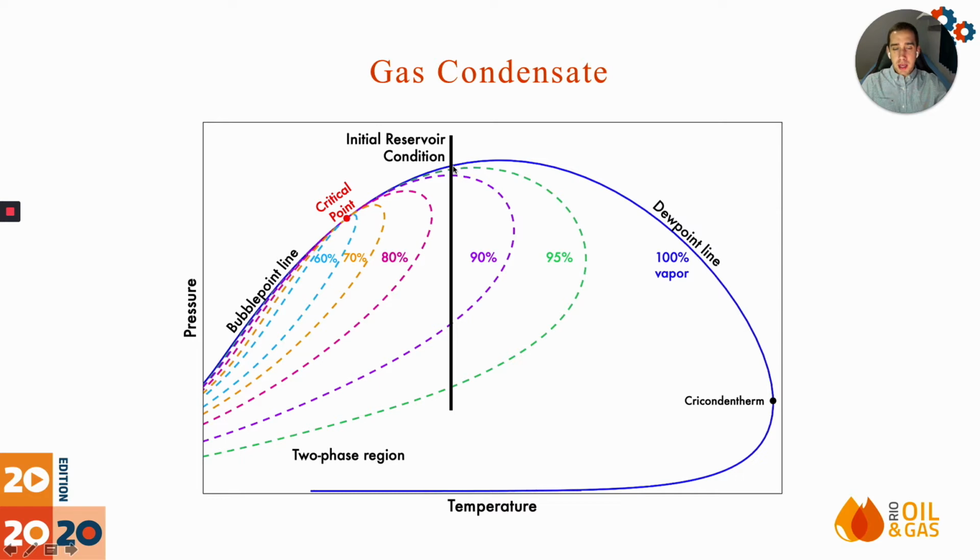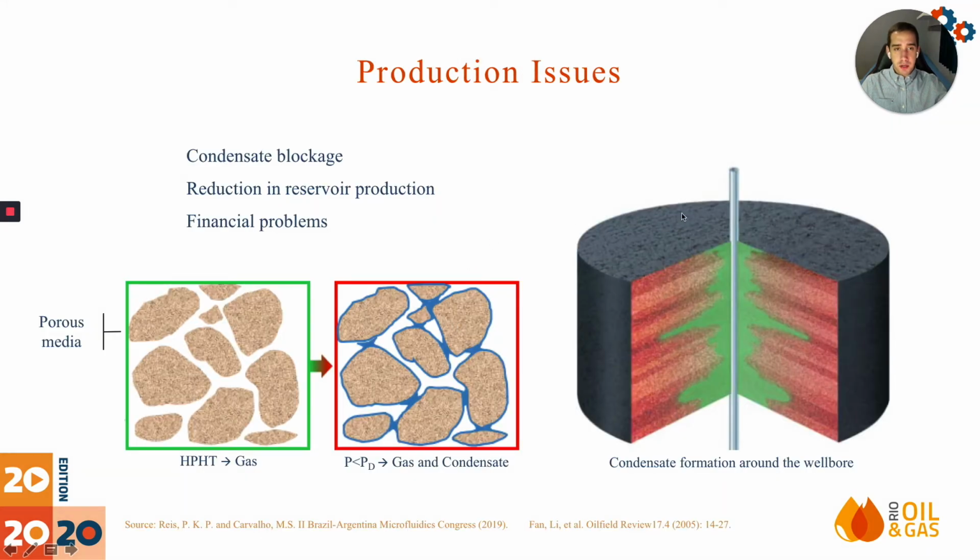And if we continue to decrease the pressure due to this production, we will reach this green line and then this purple line. And at this purple line, for example, we have 10% of liquids and 90% of gas. And if we continue to decrease the pressure, we are going to increase the liquid formation and then decrease again, going back to 90%. So due to that, we have some production issues.